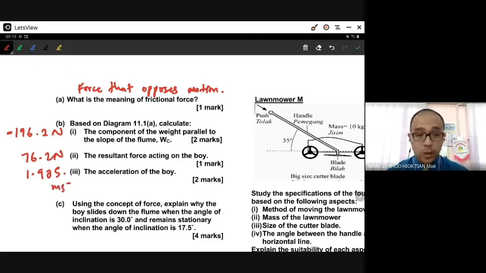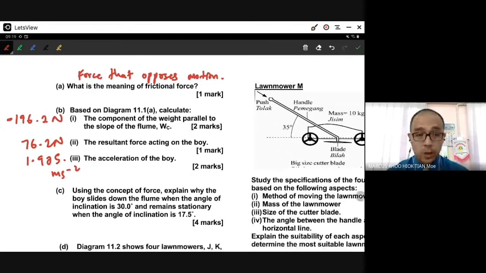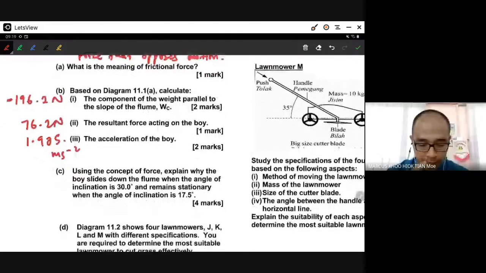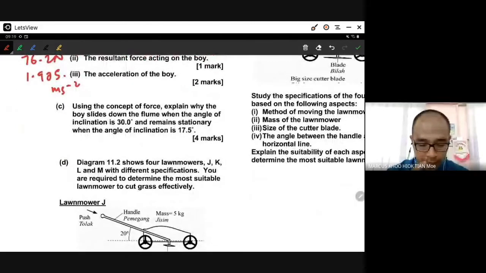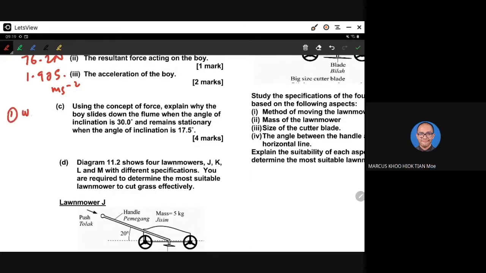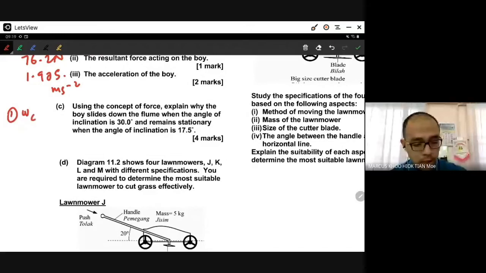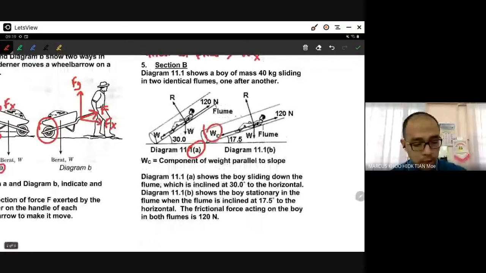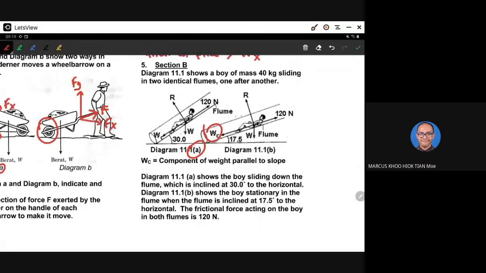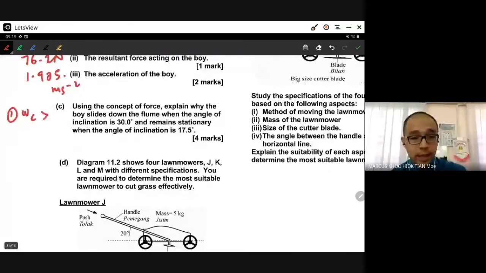Okay, so using the concept of force, explain why the boy slides down in the flume when the angle of inclination is 30 and remains stationary. So this is the same thing as just now. I'm just going to give you this one. So the first point is, I'm going to call this WC lah. Okay, so this is WC. The first one is WC is more than the frictional force. Okay, that's the first point.